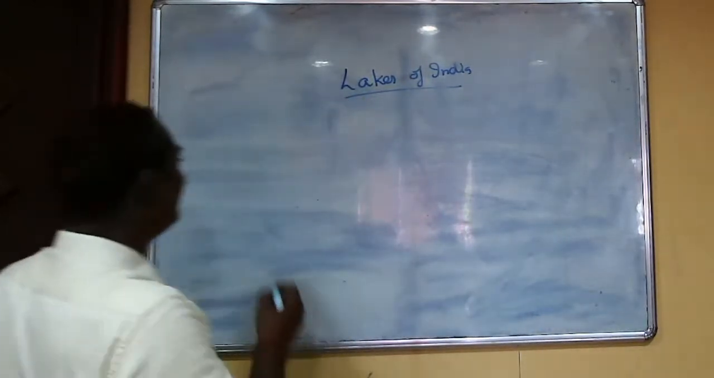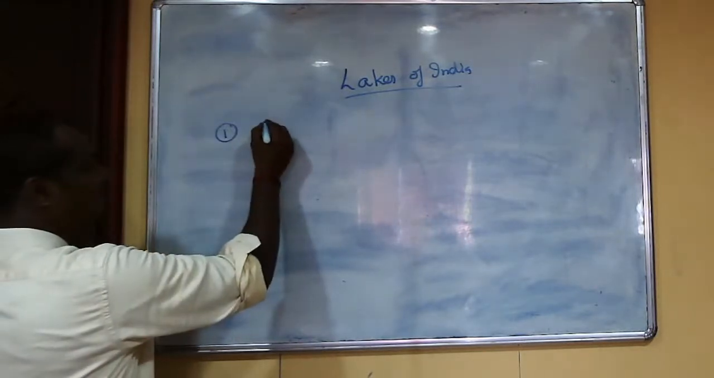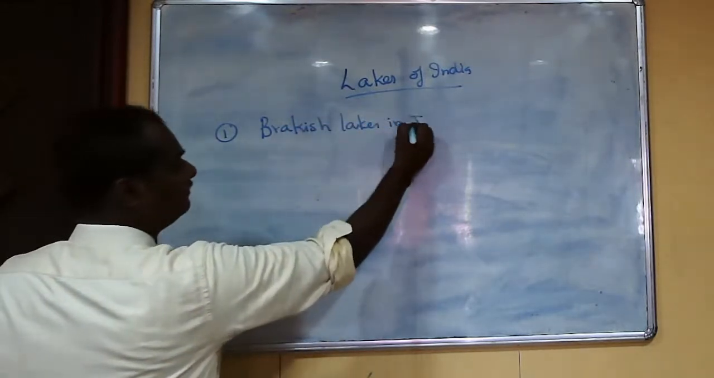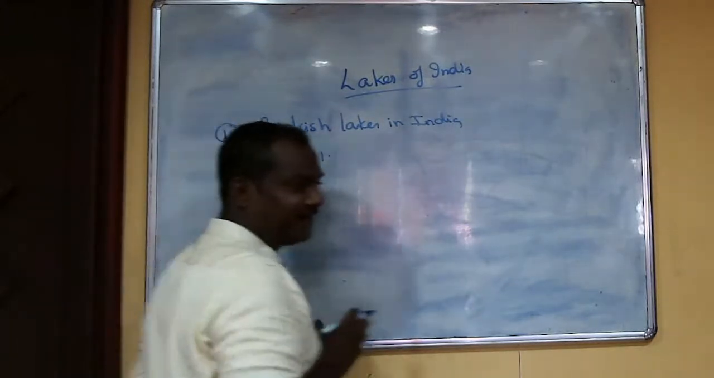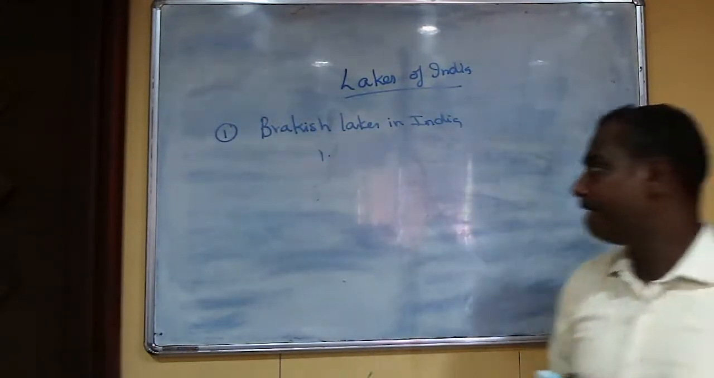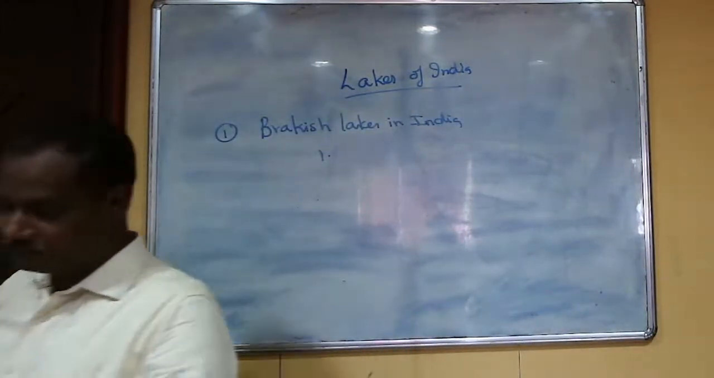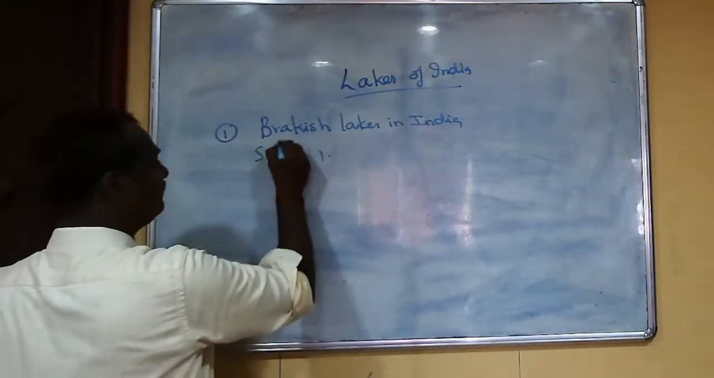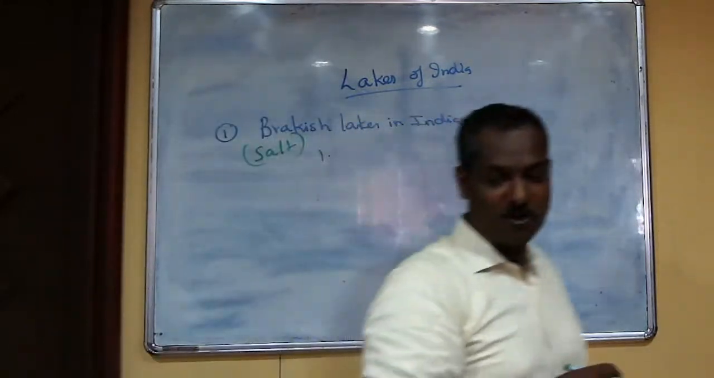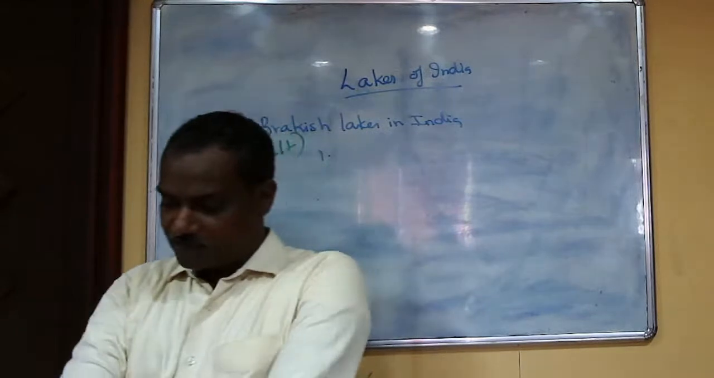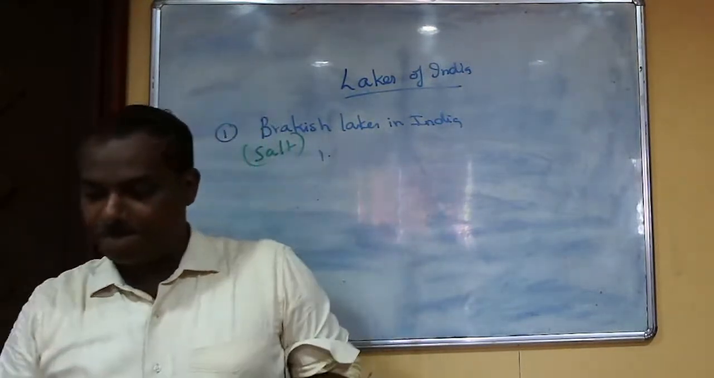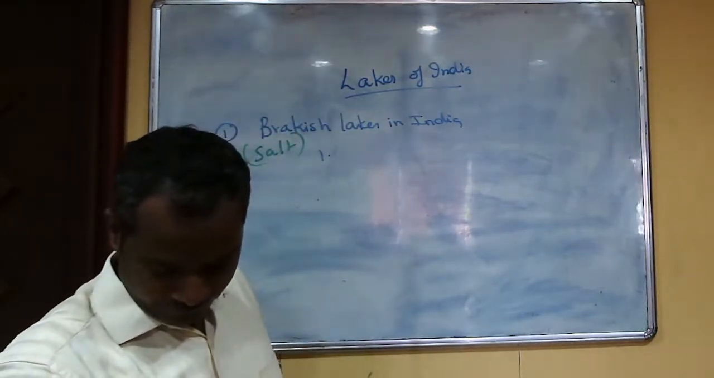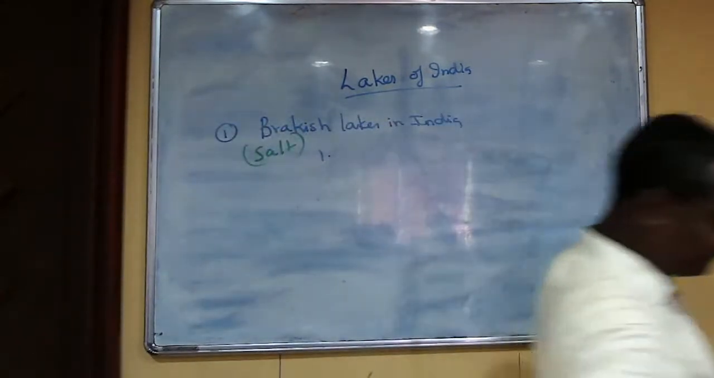Okay, I'll give a code name and you find out what this is. Let us start with the brackish lakes in India. Who can give an example? Now the question arises: what is brackish? Brackish means salt water. Yeah, write down the example.